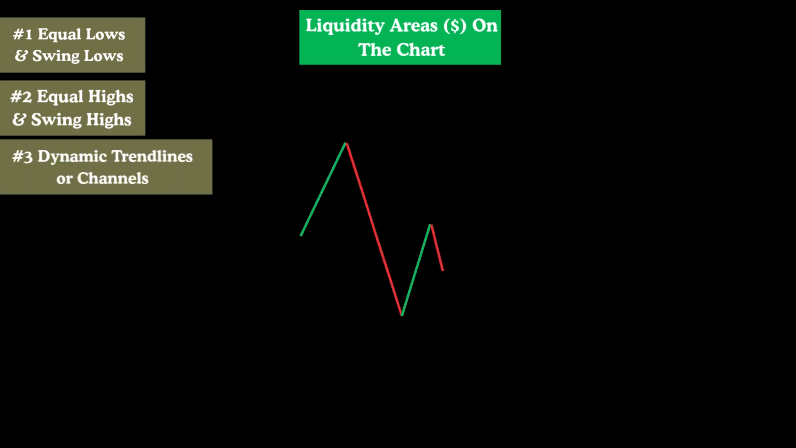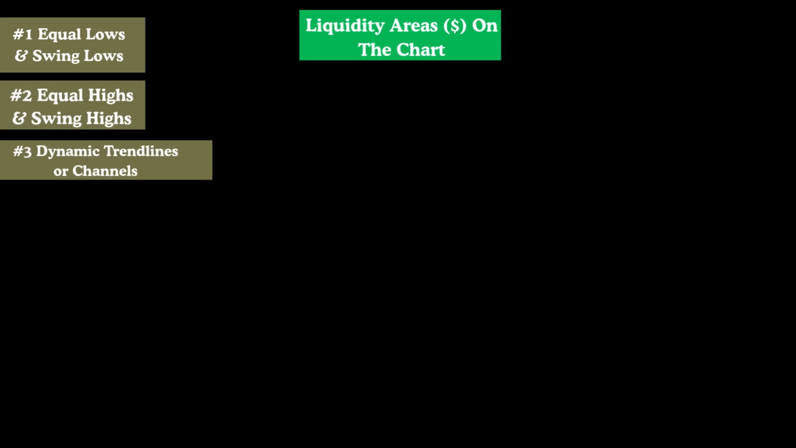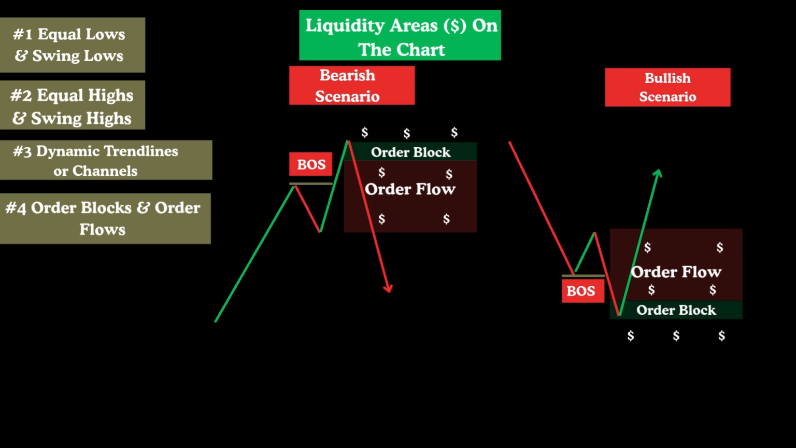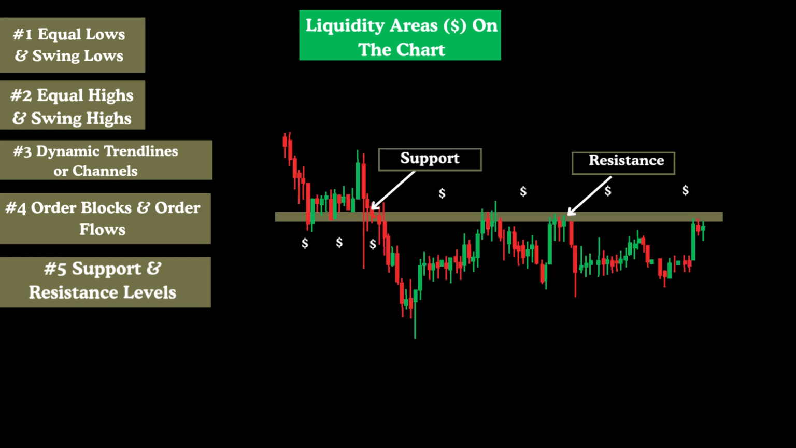Dynamic trend lines and channels, liquidity zones may form above or below these boundaries, as retail traders often position their orders around these regions. Order blocks and order flow, regions with heavy executed orders or clusters of pending orders can function as liquidity zones. Support and resistance levels, price zones that have historically served as support or resistance often draw market participants, turning them into possible liquidity areas.